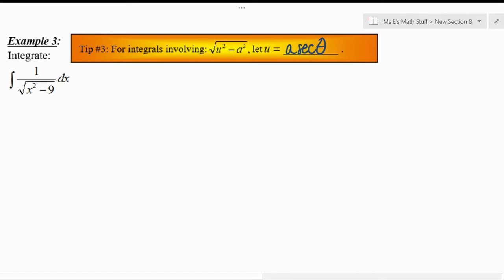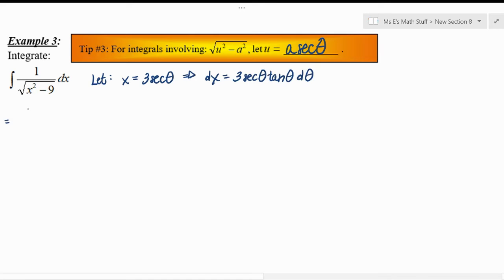All right, my friends, by now you should be getting some momentum and being able to do these more independently. So let's go ahead and think about this. What is u equal to? It's equal to x, and your a value would equal 3. So your substitution this time would be u, which is x, equaling a, which is 3, secant theta. And if that's the case, then dx would equal 3, and the derivative of secant, my friends, is secant theta tangent theta d theta. There we go.